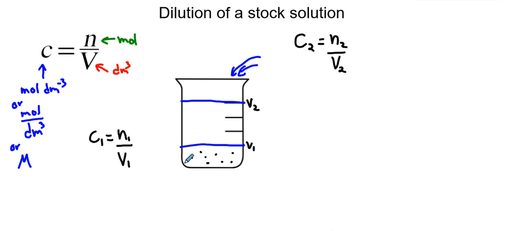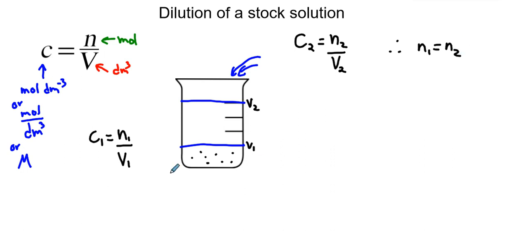But when we think about the number of moles, that's the same. The number of moles of the solute is the same. So if this was table salt or an acid, that would be the same in the original and the final, because I'm not adding any more of the solute. I'm only adding more solvent. So what this means, therefore, is that actually N1 is equal to N2.